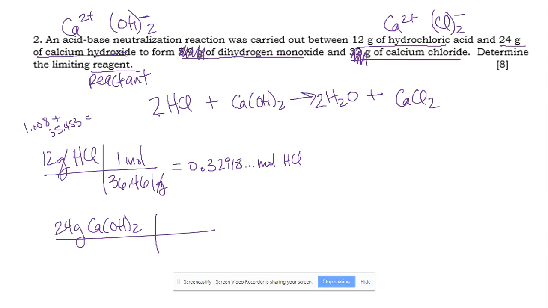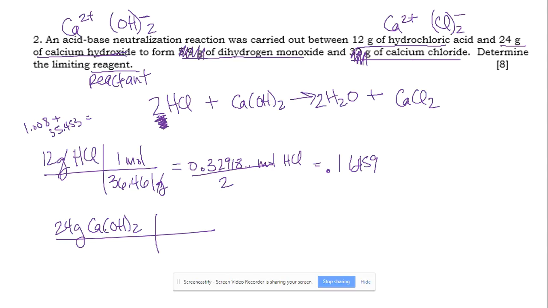So anyhow, we need to divide by our coefficient from the balanced equation. So I found my moles of hydrochloric acid, and I'm going to divide by the coefficient from the balanced equation. 0.32918 divided by 2. It's going to give me 0.16459. I'm going to do the same thing for my calcium hydroxide.